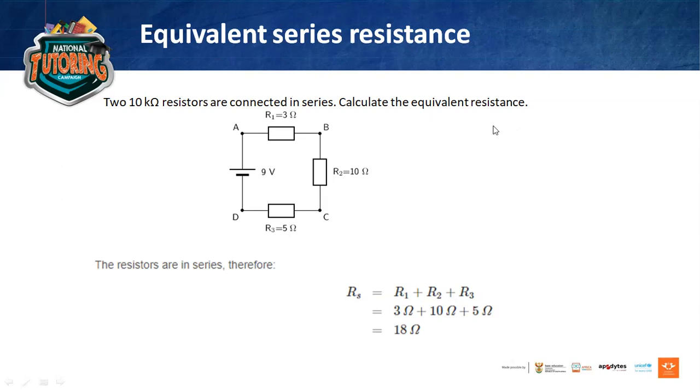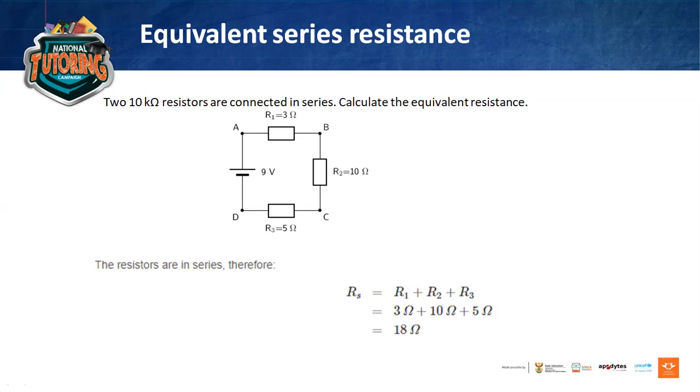What is an equivalent resistance? Equivalent resistance is a single resistance representing the entire resistance of your circuit. It is another word for total resistance. So how are we going to find our equivalent resistance? We say R series, because they are in series, is equal to R1 plus R2 plus R3. You substitute what you have there, and that gives us 18 ohms. Looks simple, right?